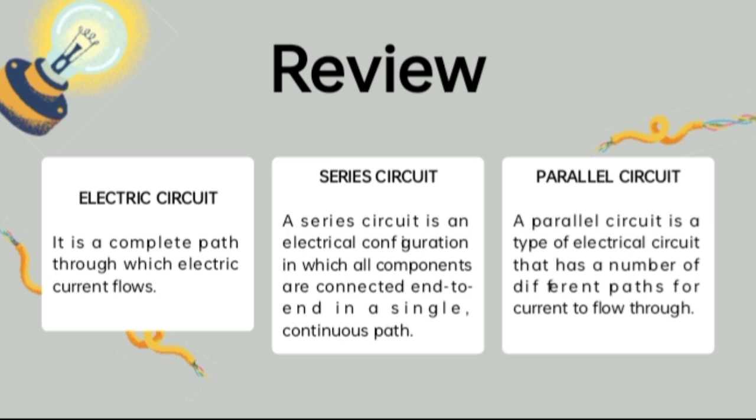Again, an electric circuit is a complete path through which electric current flows. A series circuit is an electrical configuration in which all components are connected end-to-end in a single continuous path. A parallel circuit is an electrical circuit that has a number of different paths for current to flow through.